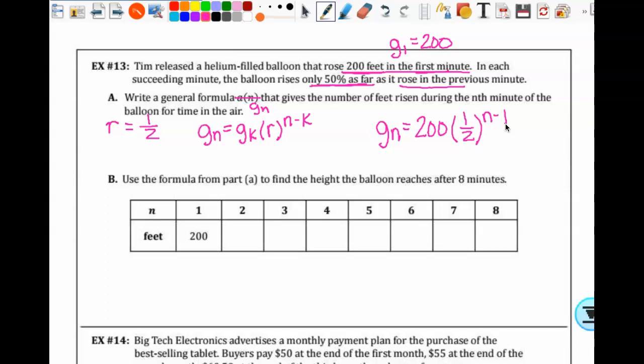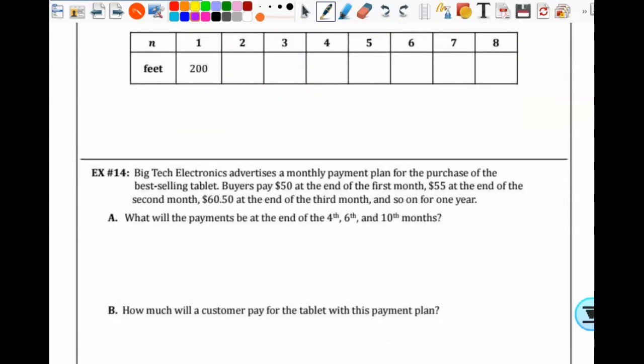Okay. All right, so then it says, use the formula in part A to find the height the balloon reaches after 8 minutes. So the first thing we need to do is fill in this chart. So if in the first minute it rose 200 feet, how much did it rise in the second minute? 100. Then how much? 50. Then 25. Then 25 over 2.